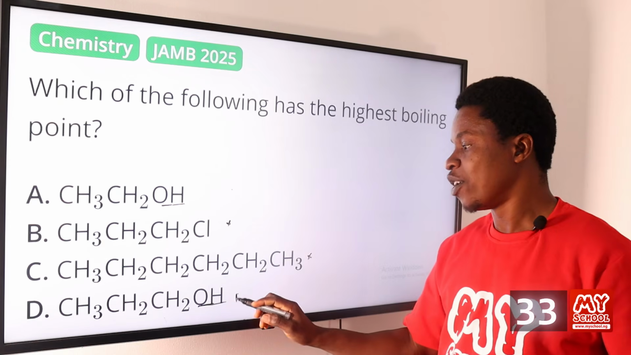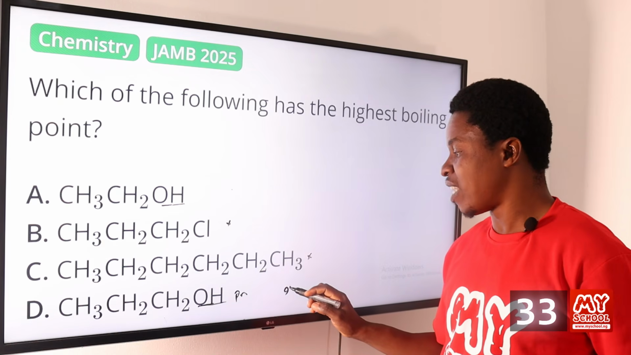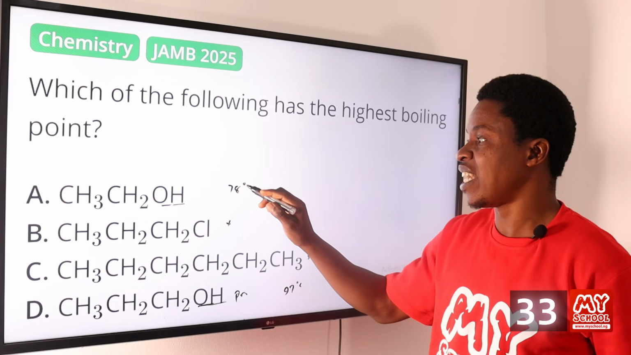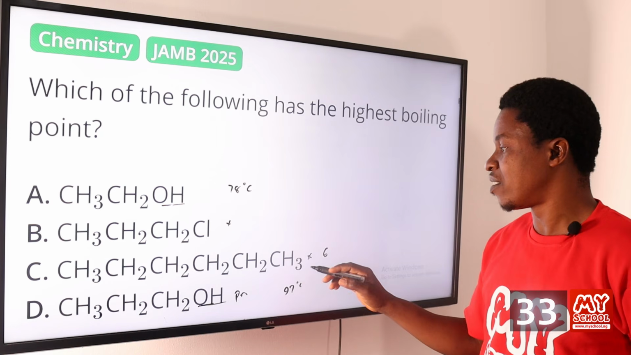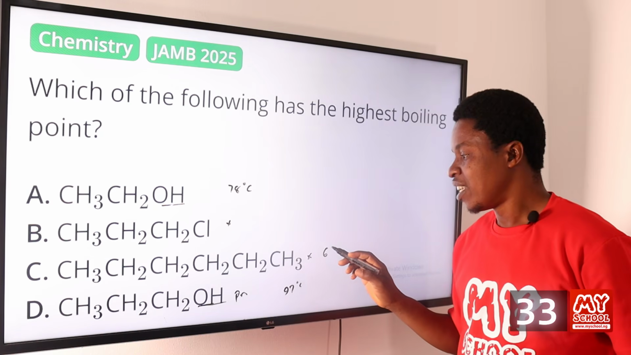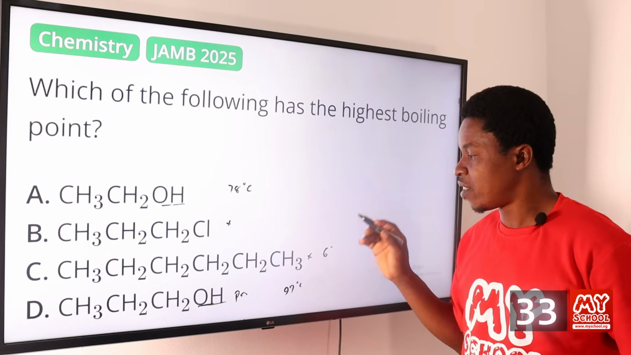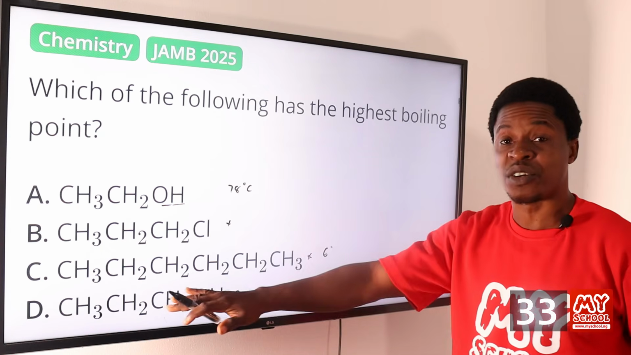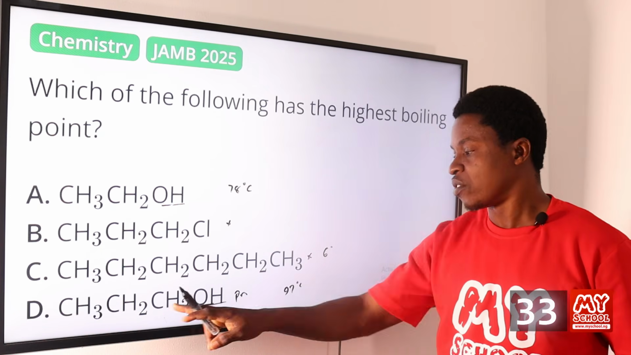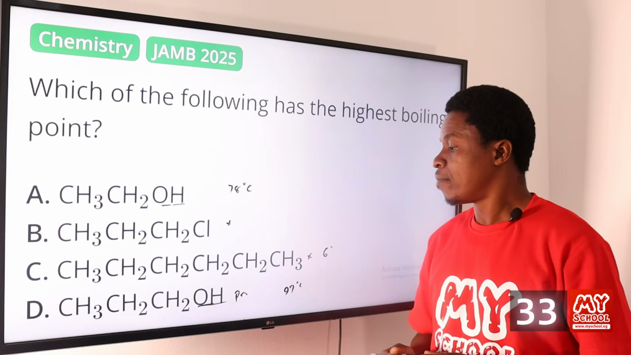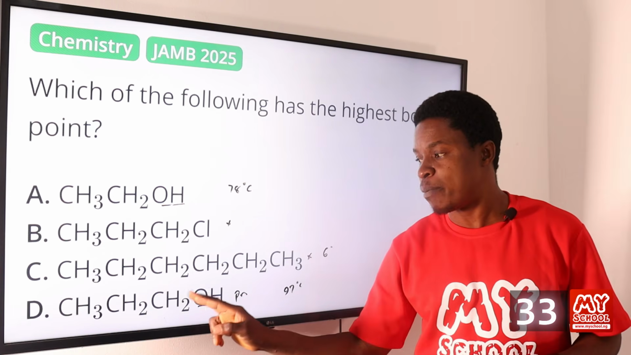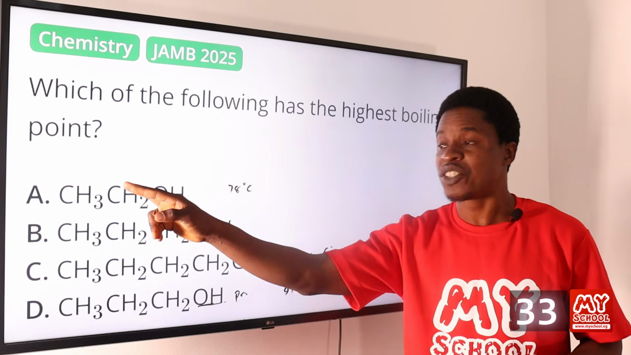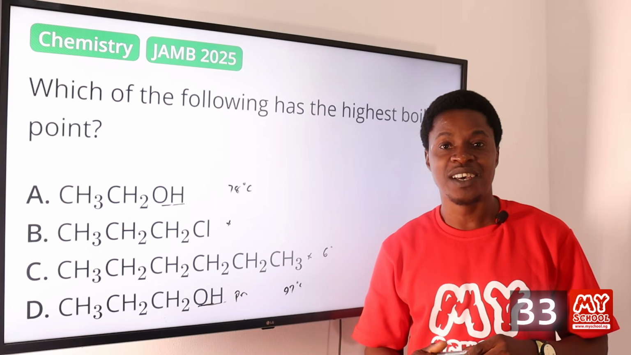This is propanol. Propanol has a boiling point of about 97 degrees Celsius or thereabout. Ethanol, we know that one, is about 78 degrees Celsius. Then this is around 60 something, maybe 66, 67 or 68 degrees Celsius. And this one has the least. So based on the reasons we gave, propanol, which is option D, tends to have the highest boiling point because of the hydrogen bonding and the longer carbon chain compared to option A. So the correct answer is option D.